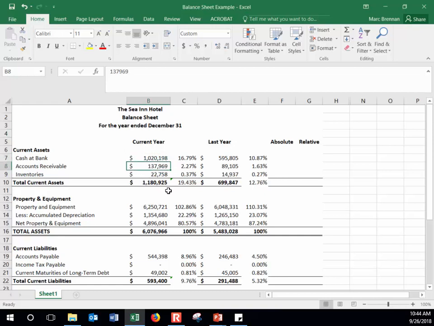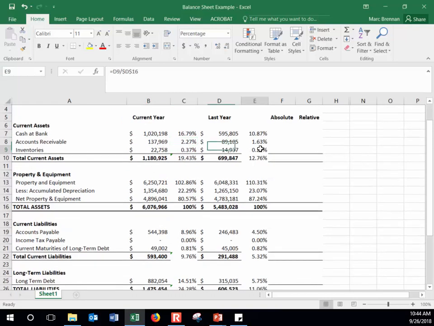Accounts receivable. So it used to be 1.63% of our total assets. Now it's 2.27%. So we have more accounts receivable than we used to. Okay, so that means more people owe us money. So we just want to be careful with why this has happened. We might want to look into this. Our inventories used to represent 0.27%. Now they're 0.37%. I'm not too concerned here.